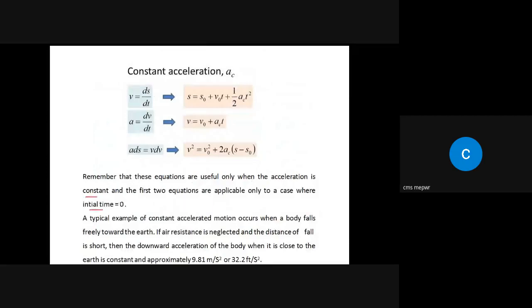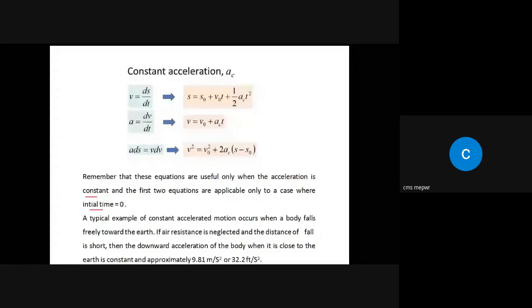A typical example of constant acceleration motion occurs when a body falls freely towards Earth. If air resistance is neglected and the distance of fall is short, the downward acceleration of the body when it is close to Earth is constant, and its value is 9.81 meter per second square, or 32.2 feet per second square.